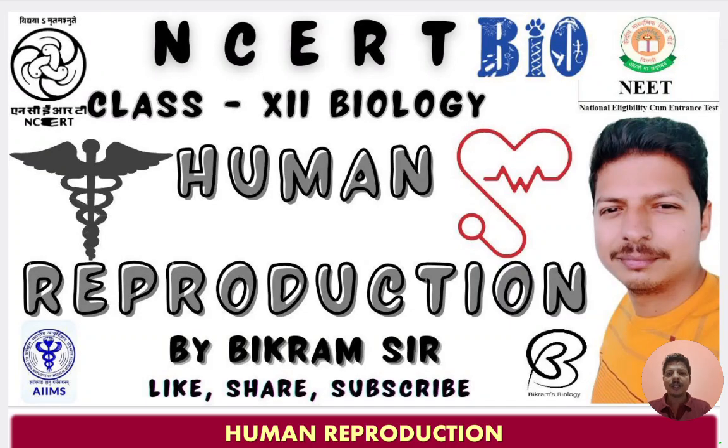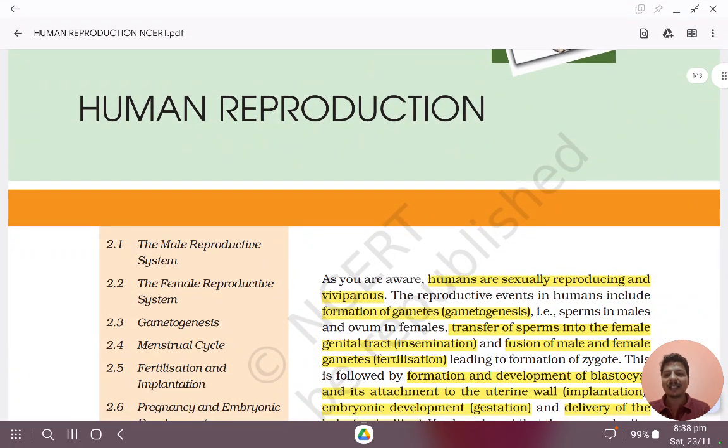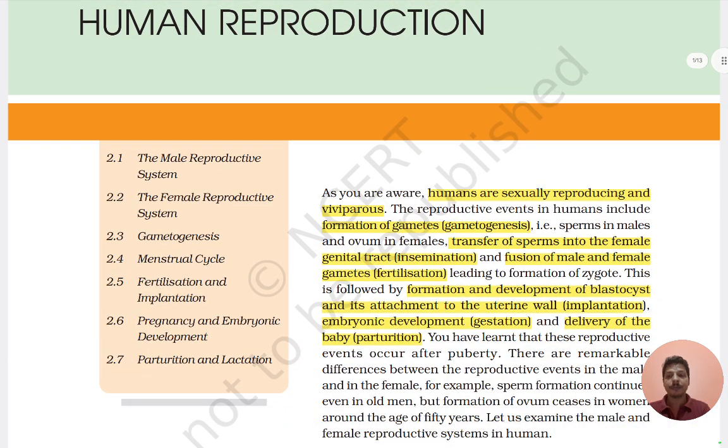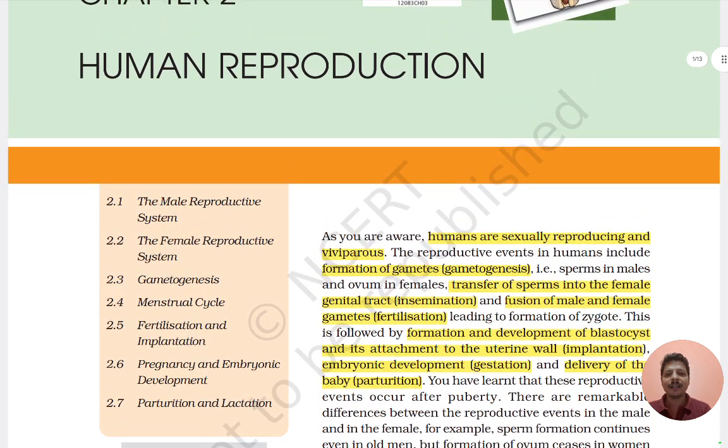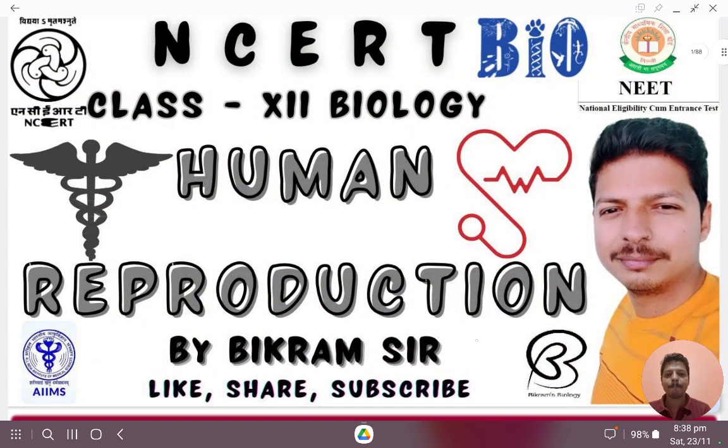Hello students, today I bring for you a new chapter and that is human reproduction. In this chapter, we are going to cover important topics like the male reproductive system, the female reproductive system, gametogenesis, menstrual cycle, fertilization and implantation, pregnancy and embryonic development, parturition and lactation. We will cover NCERT as well as this PDF. So, let's start this chapter.